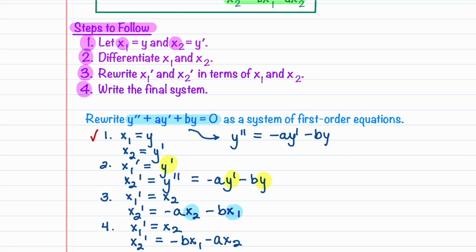Let's pause right here and look at these two equations. Notice that neither one has any second derivatives in it. They're both first order. That is exactly what we wanted. Let's now walk through a couple of examples.